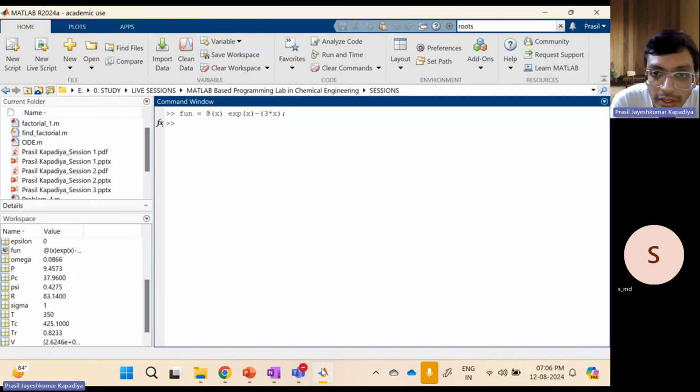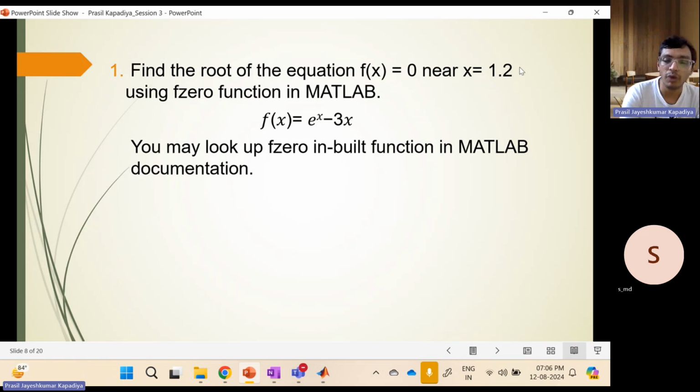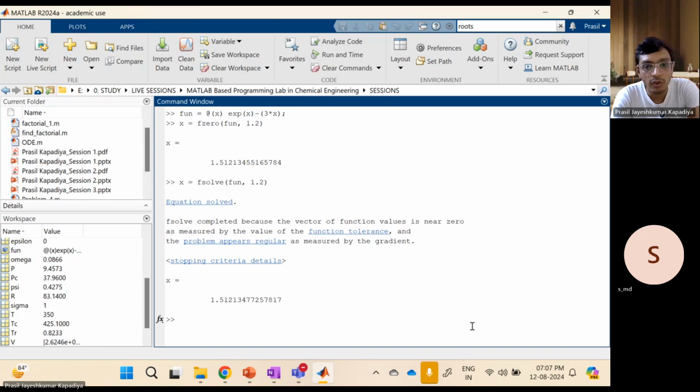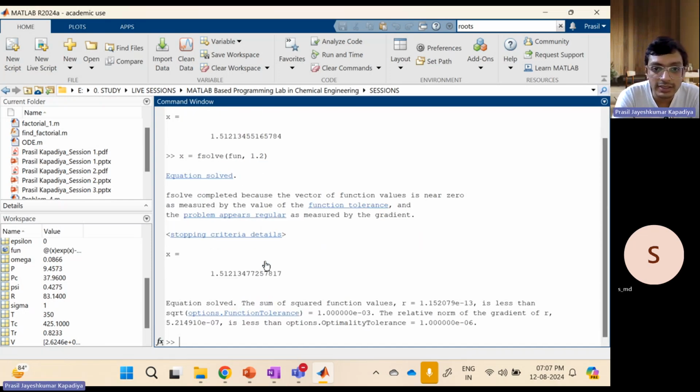And I am supposed to solve it near x is equal to 1.2 using fzero. So what I will do, fzero x is equal to fzero of function near 1.2. Okay, so see, I am getting my solution as 1.512134. Let's see, if I would have used fsolve, we are going to get the same amount. Okay, but here we will get some stopping criteria in detail.